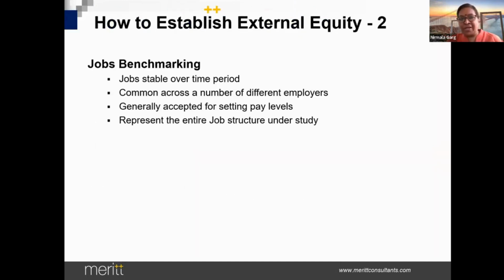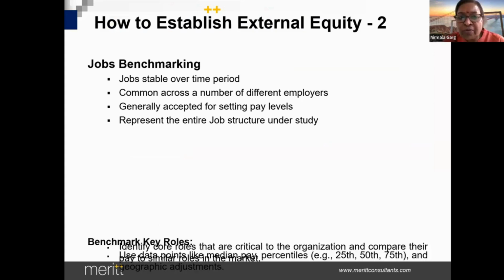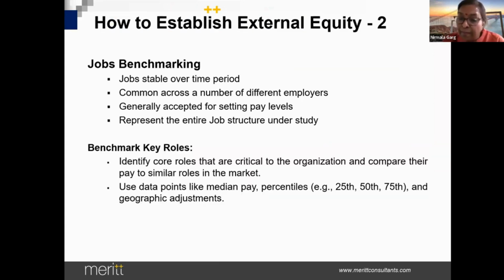Now, how do you establish that? You have to look at certain positions. So what happens when you are collecting data? You are looking at either 30 or 40% of your positions, or maybe critical positions. You are actually looking at certain positions across all the job fabrics. Once you do that, then what will you do? You will then be matching these positions with their job descriptions with the market, which is called job matching, which is the most critical aspect of a salary survey.